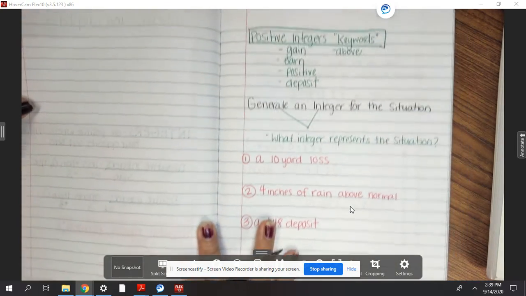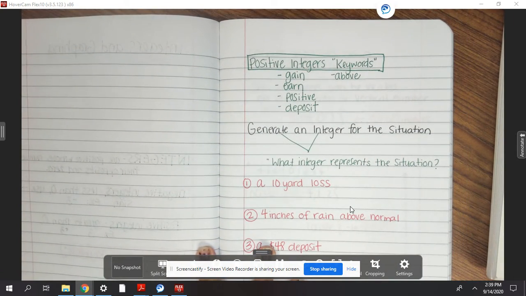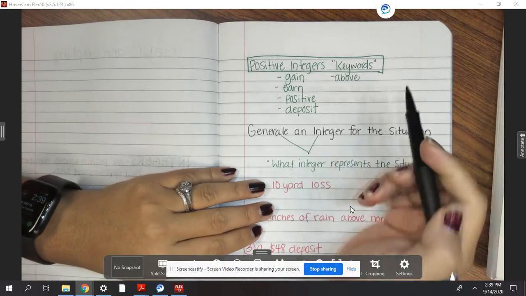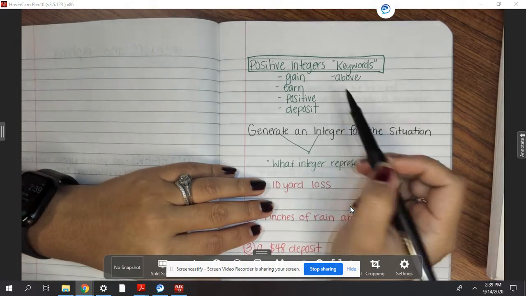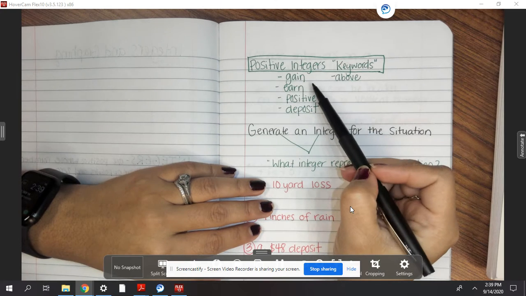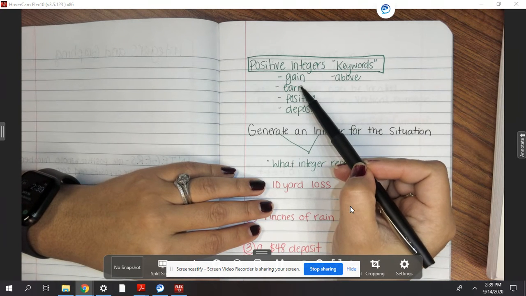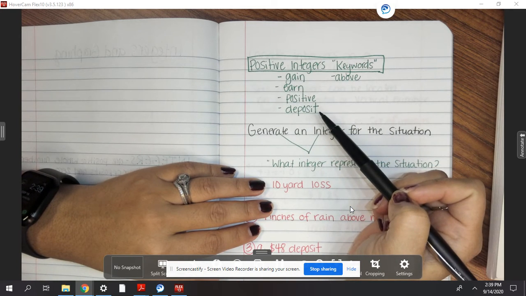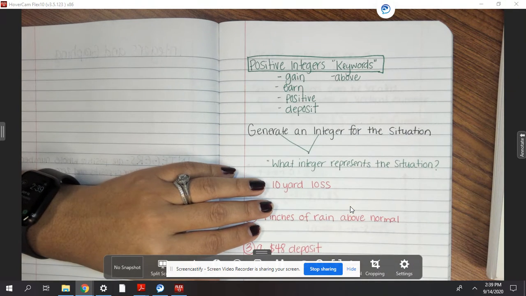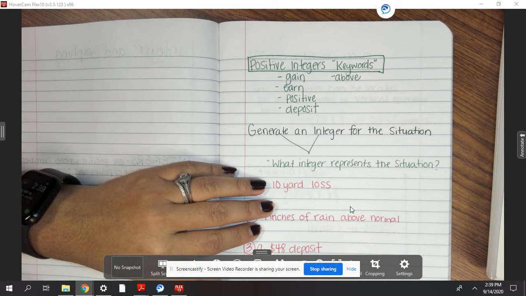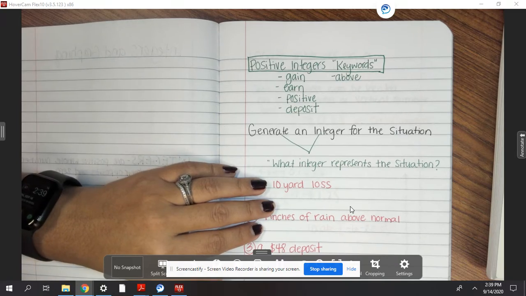The next thing we have are positive integer keywords. These are keywords that are going to help in a situation whenever we know that the integer is going to be positive. For example, gain, earn, positive, deposit, and above. So these are going to be those key vocabulary words that are going to tell you I'm probably going to create a positive number, a positive integer.